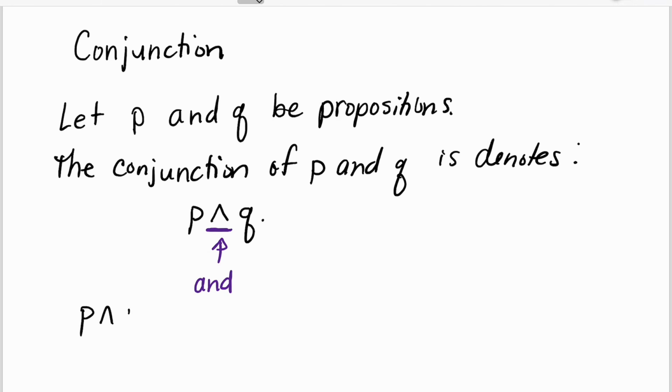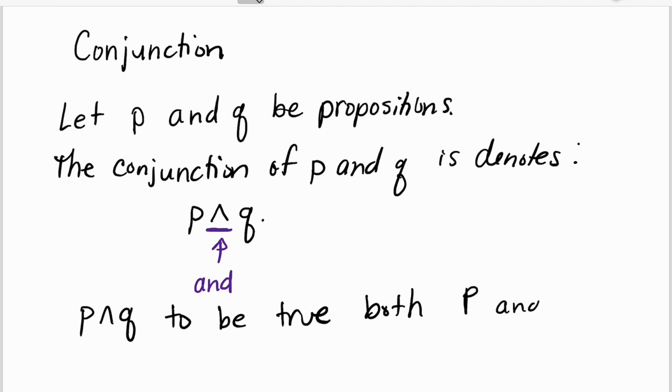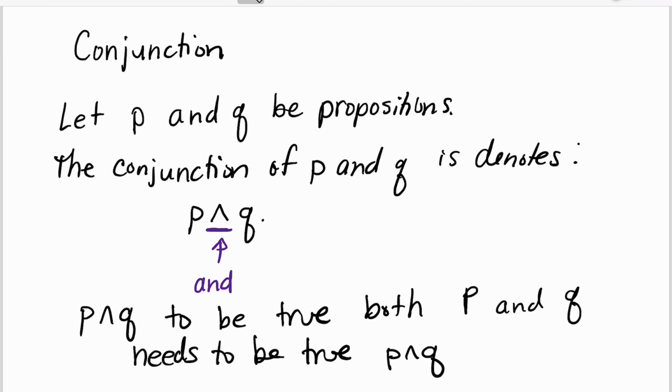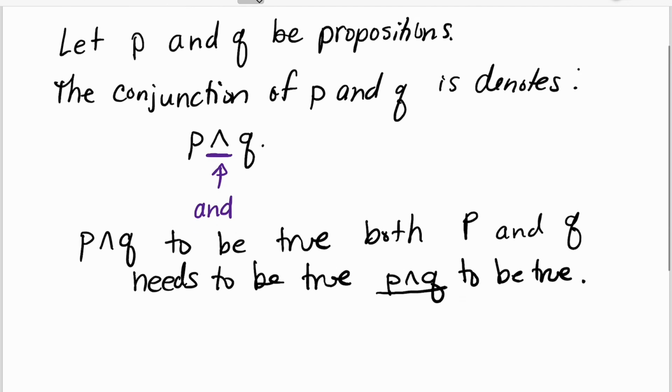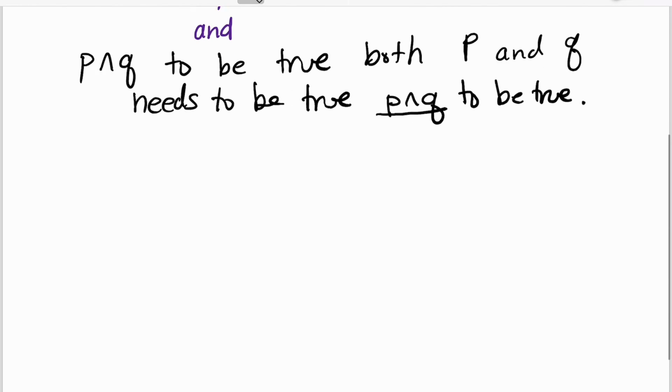In order for P and Q to be true, both the P proposition and the Q proposition separately need to be true in order for the new proposition, P and Q, this whole thing, to be true. So let's look at the truth table of this so that we can put this together.